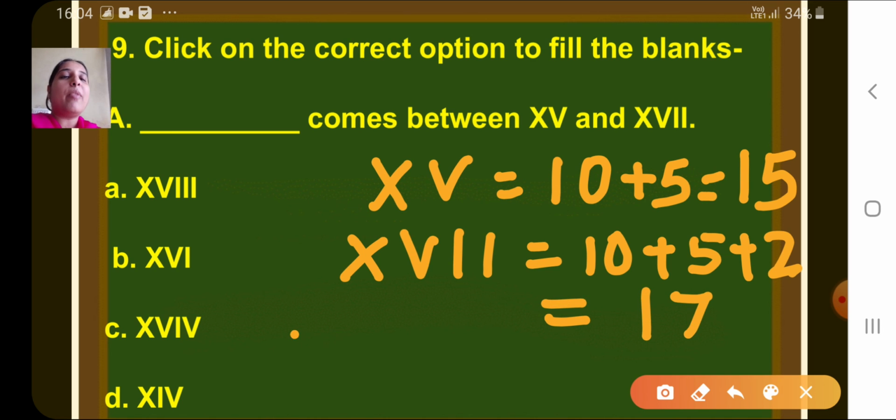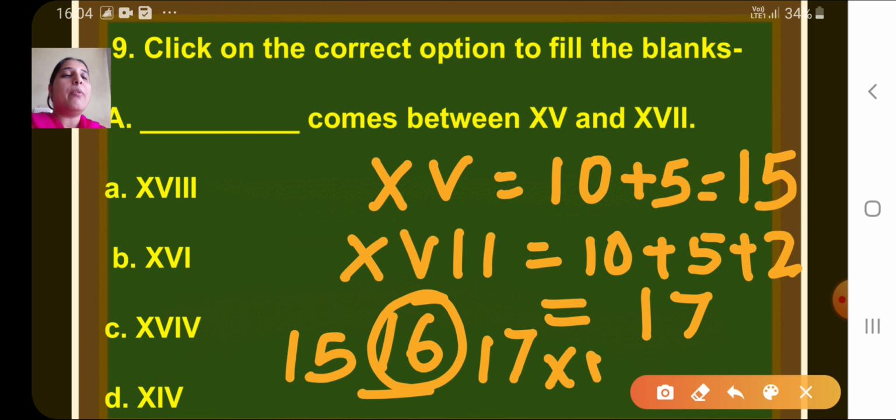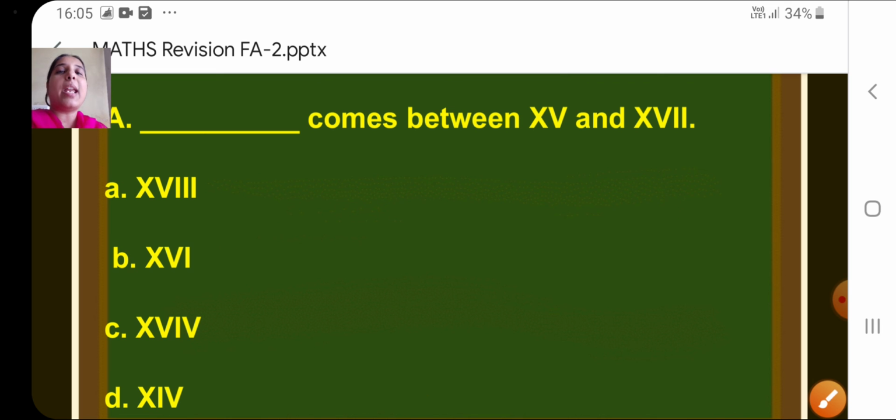So what will come between 15 and 17? Number 16. And how will we write number 16 in Roman numeral? Yes, XVI. Isn't it? So which is the correct option? XVI? Yes, option number B. So you will just click on option number B, that is XVI. Okay. Now let's move to the next question.